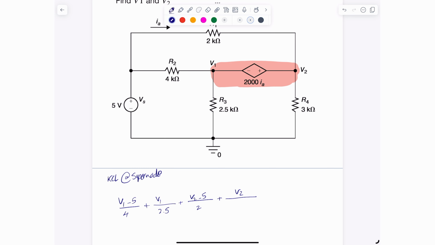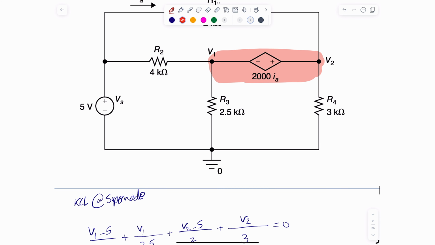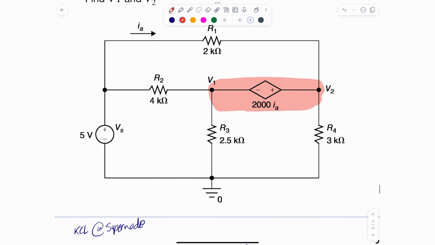And we need to clean this equation a little bit, and it would look something like that. This will be our first equation that relates V1 and V2, so we're going to call it equation 1. And we go back here. Where do we get the second equation? Well, we get it using the constraint equation. So let's see this one here.